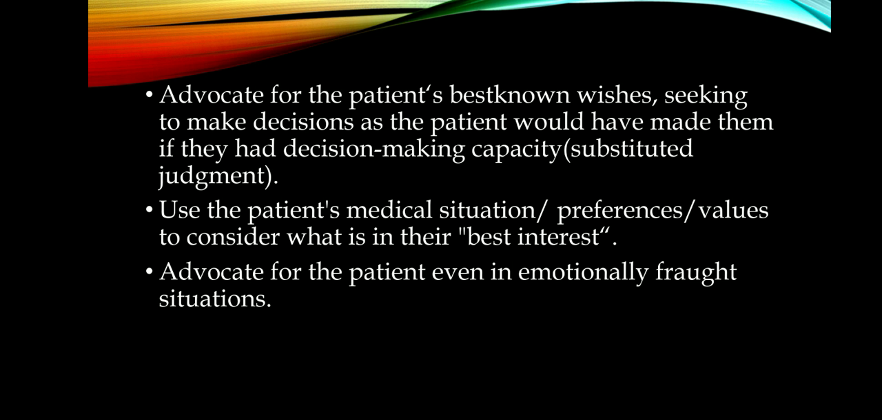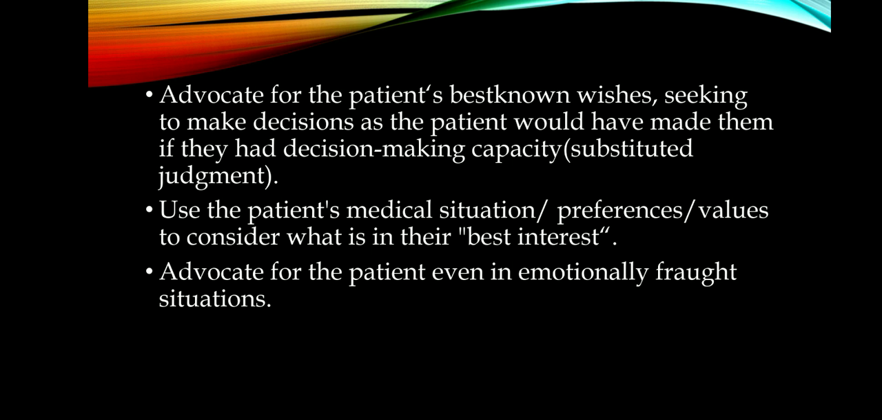Advocate for the patient's best known wishes, seeking to make decisions as the patient would have made them if they had decision making capacity. Here, the surrogate should take decisions as the patient would have taken if he was in a position to take the decision for himself. In the sense, he should be taking decisions from the point of view of his client, not from his own point of view. Next one, use the patient's medical situation, preferences, values to consider what is in their best interest.